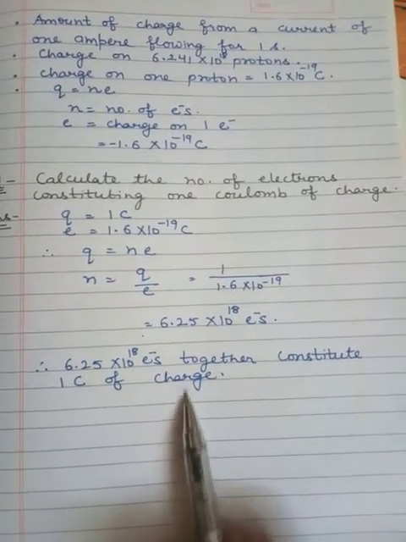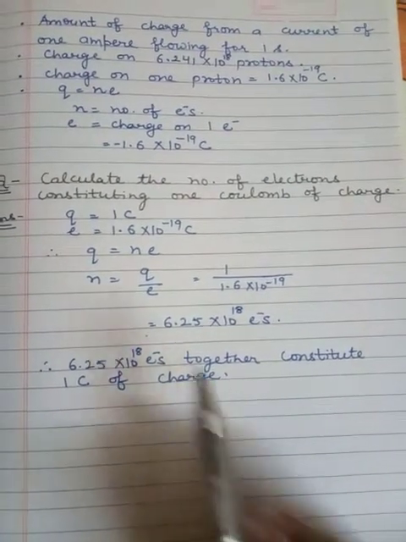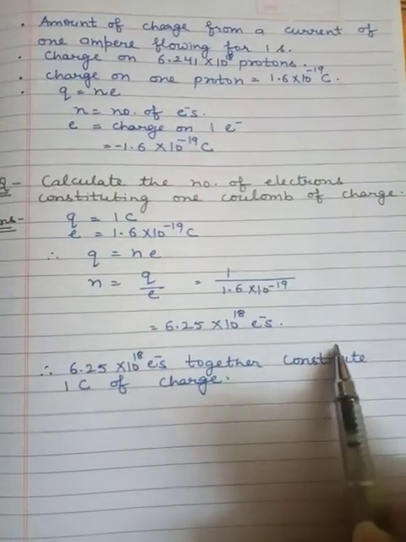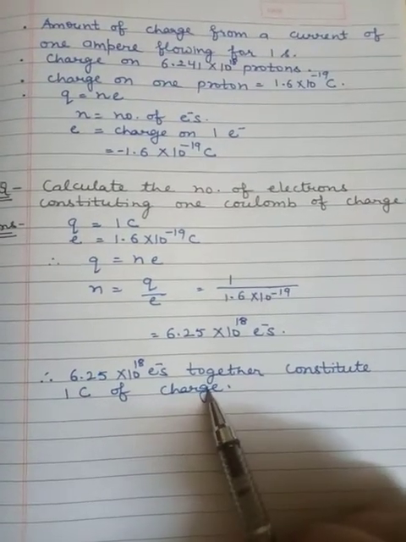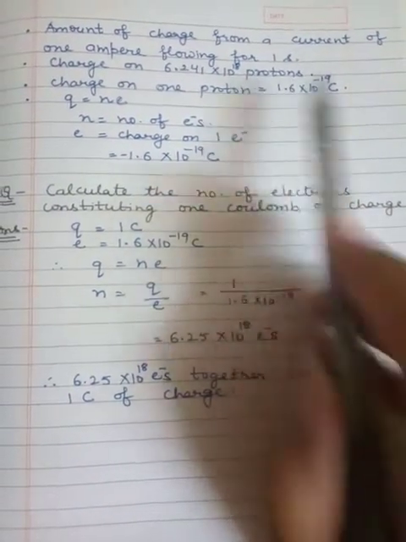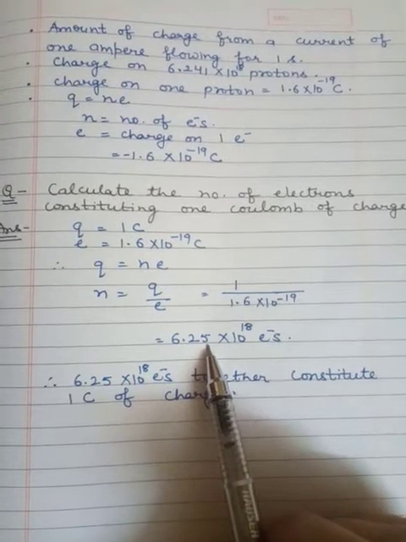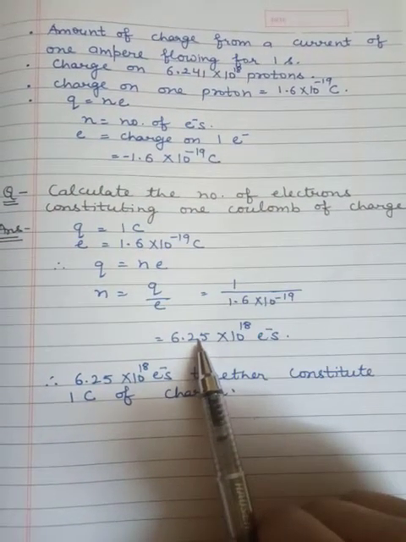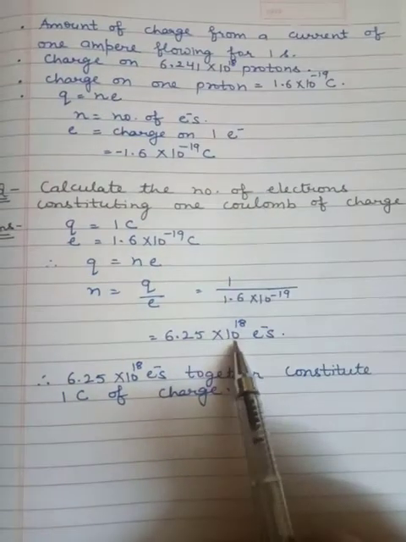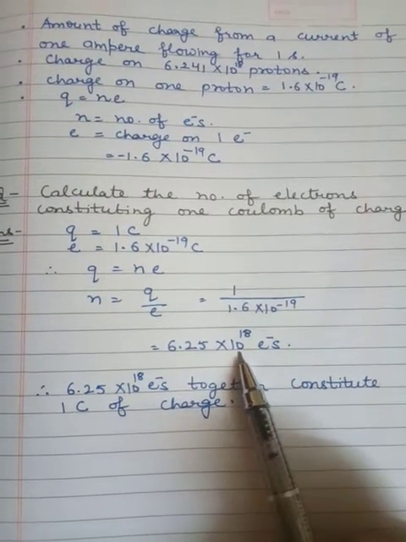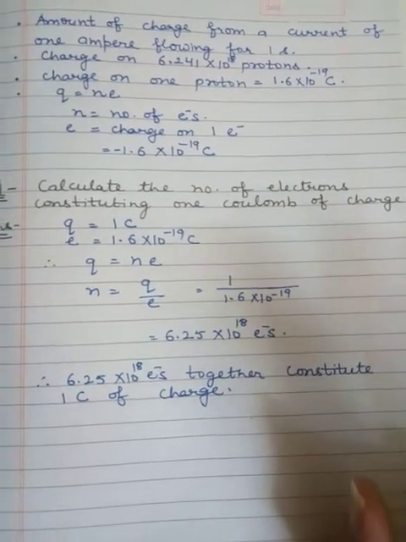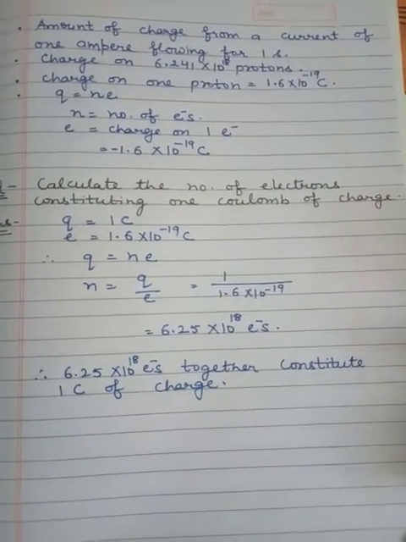That means 1 coulomb charge is a very small quantity, and a very large number of electrons constitute this 1 coulomb of charge. Same, 6.241 into 10 raised to power 18 protons, or 6.245, that means this is approximately equal. So the number of protons constituting 1 coulomb of charge and the number of electrons constituting 1 coulomb of charge is equal. So this is the basic introduction of the chapter electricity. In the next video we will continue with the main topics.